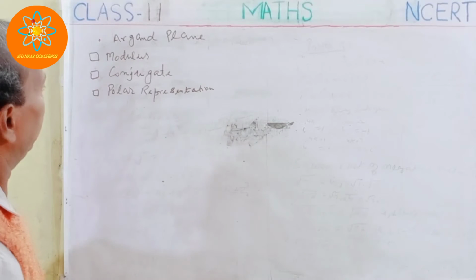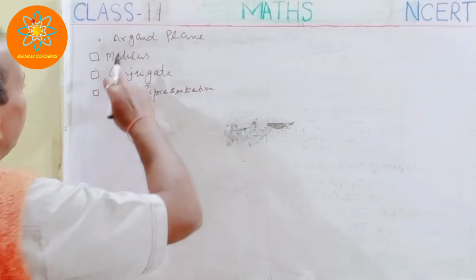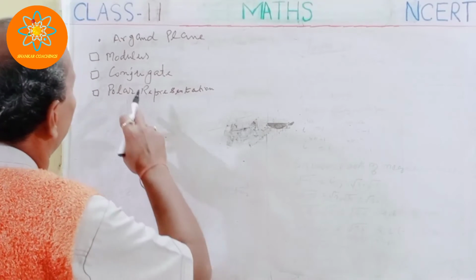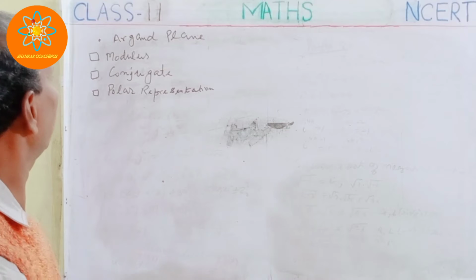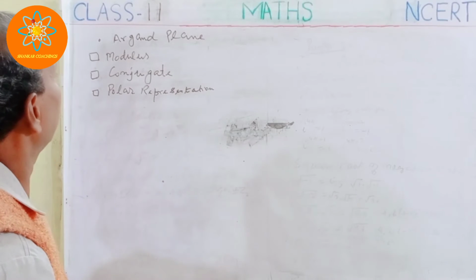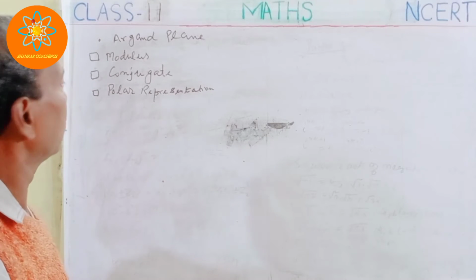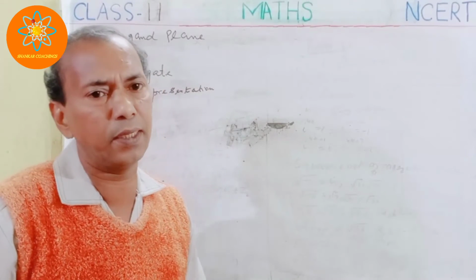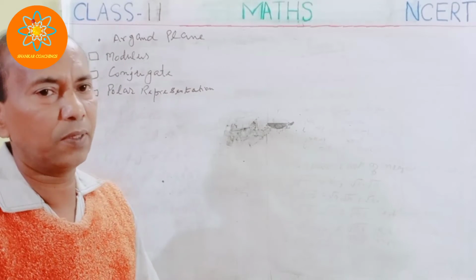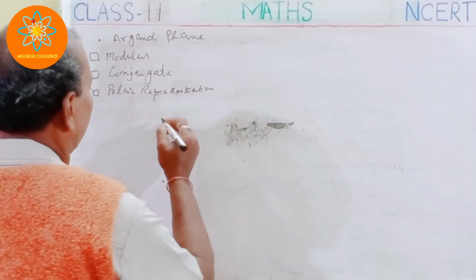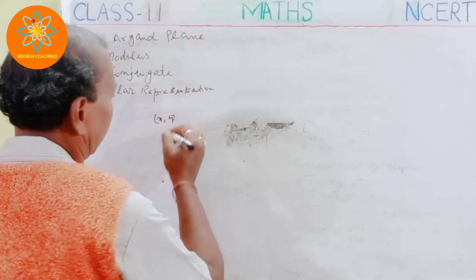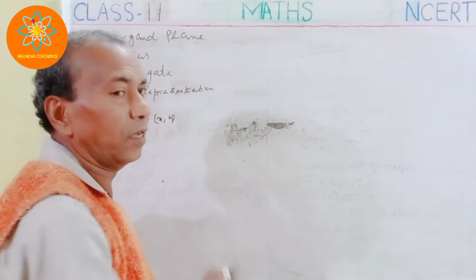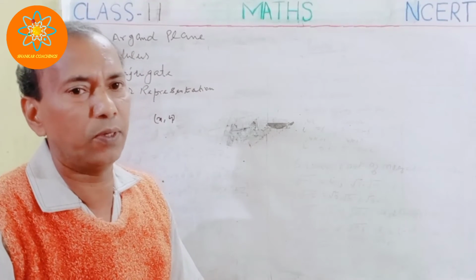Now the Argand plane. In the Argand plane we have the modulus, then the conjugate, then the polar representation. So what is the Argand plane? Actually we have ordered pairs of real numbers x and y, and this x and y has a unique point in the xy plane.